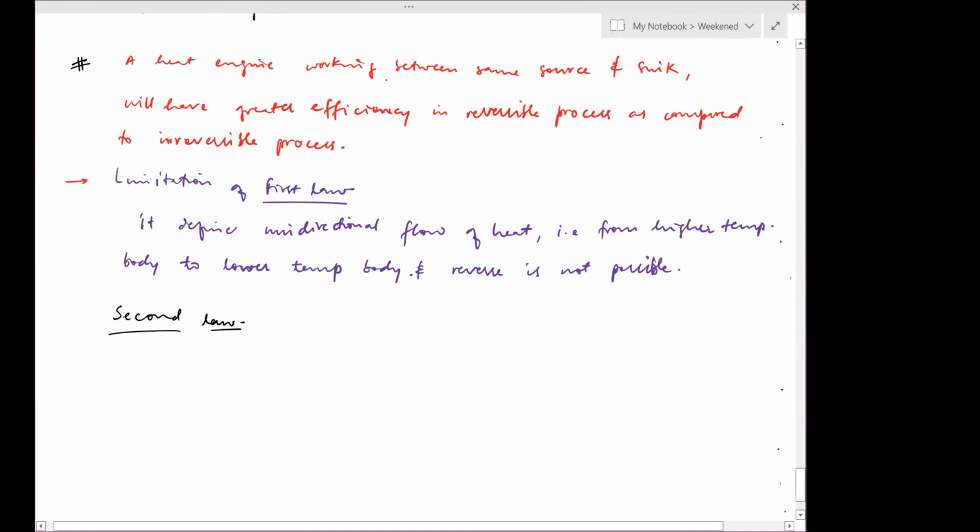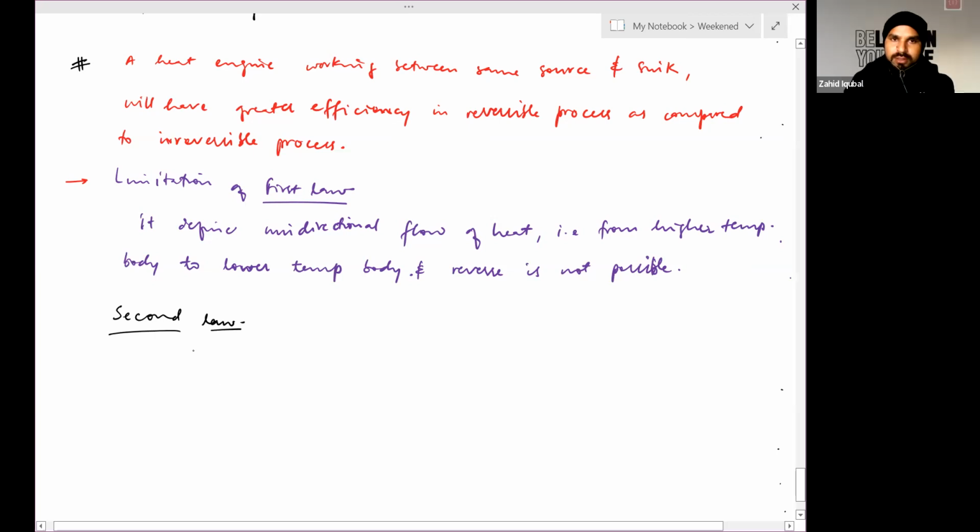Yes, sir. The Kelvin statement is that no process is possible whose sole result is the absorption of heat from a reservoir and complete conversion of heat into work. Okay. And the Clausius one is that no process is possible whose sole result is the transfer of heat from a colder object to a hotter object. Okay.